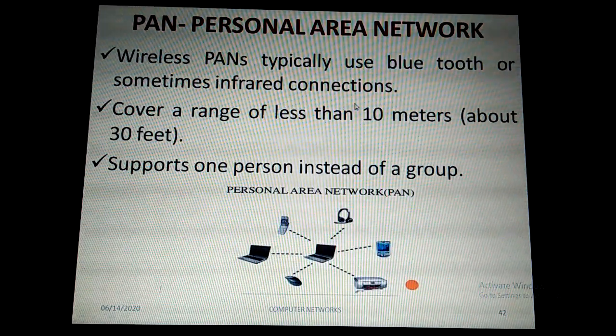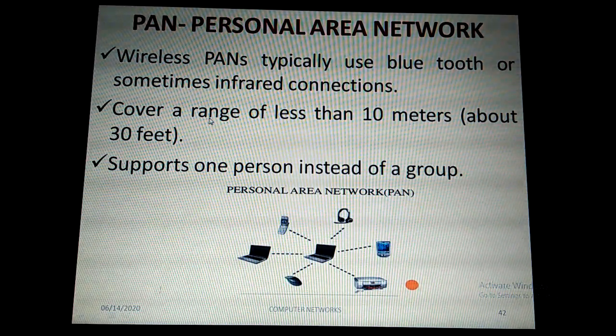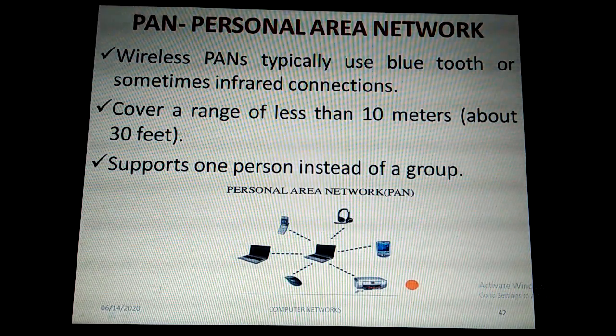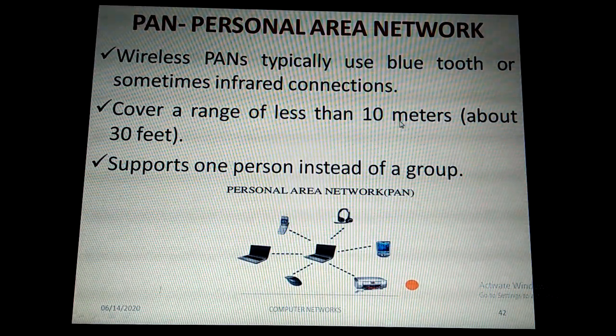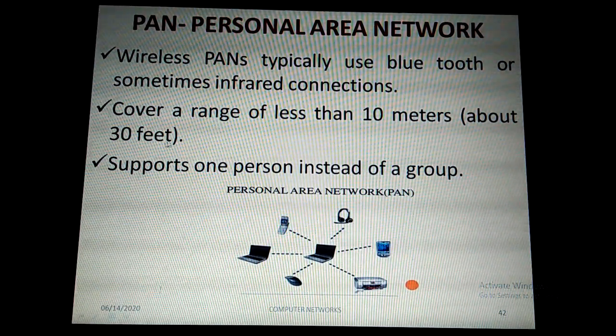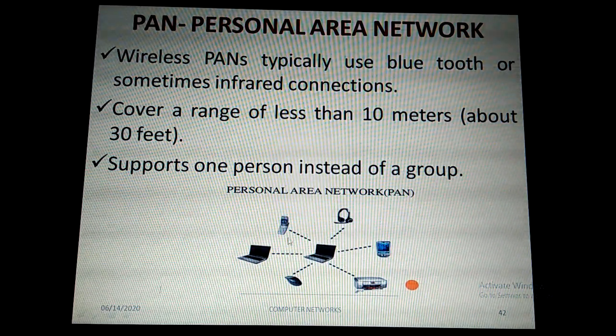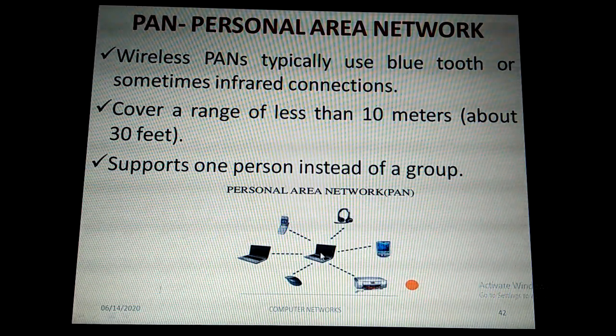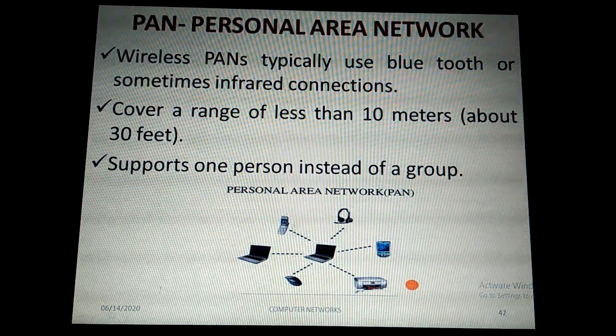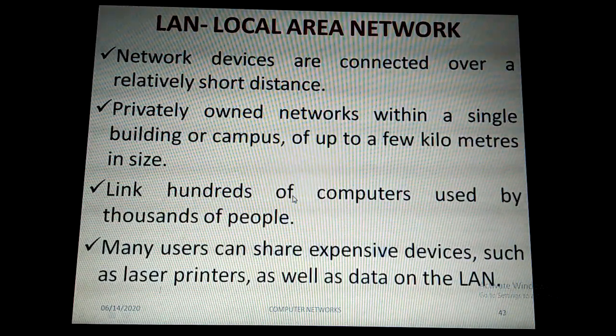Wireless PANs use Bluetooth and some infrared connections in order to transmit the information from one device to another device. It covers a range of less than 10 meters only, that is about 30 feet. Beyond that, if you go, the connection will be removed. It supports one person instead of a group. Like this, laptop to laptop, phone to laptop and PDA to laptop, we can transfer the information from one device to another device. It is surrounded by only one person.